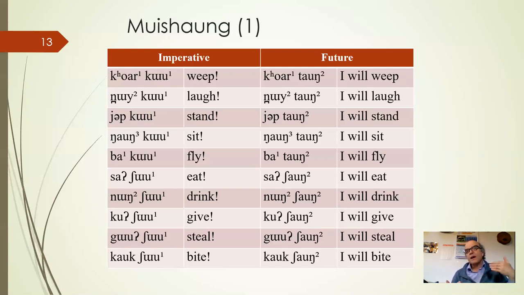Now, when I was collecting this information back in, I think it was 2012, from Wanglong Mosang, I remember very well that we were sitting in a particular house, and I think that house has been rebuilt since then. We were sitting in the back kitchen, and I kept asking, so how do you make the command form of this verb, of this verb, of this verb? And some were coming out go, and some were coming out shou. And I said, why are some go and why are some shou?